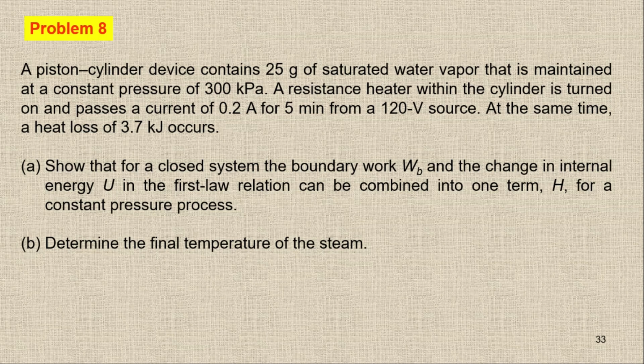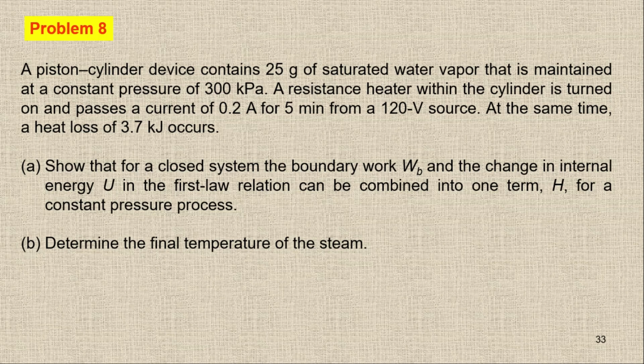A resistance heater within the cylinder is turned on and passes a current of 0.2 ampere for 5 minutes from a 120 volt source. So we have an electric work as well. At the same time, a heat loss of 3.7 kilojoule occurs. So there is Q out as well.